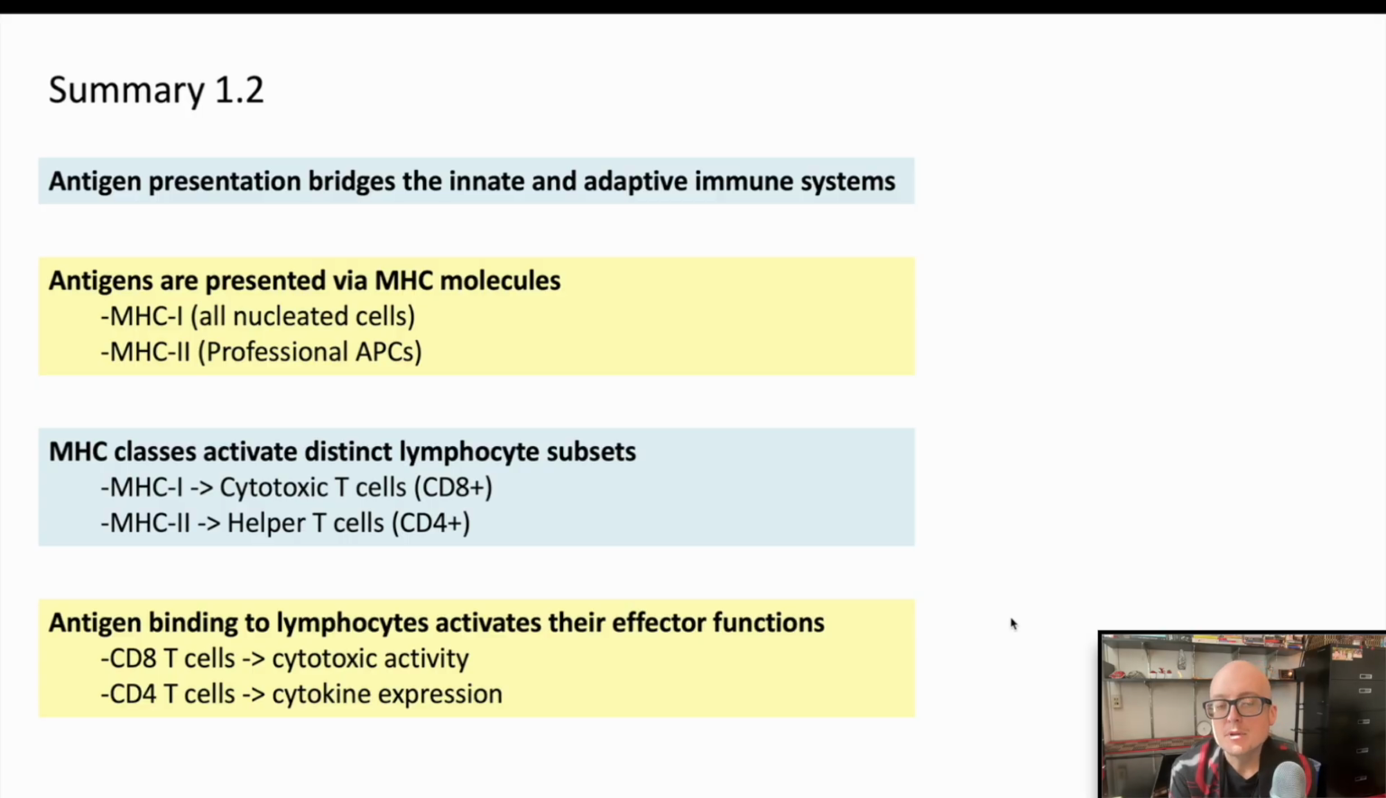Finally, the type of T cell that is activated by antigen is going to determine the effector function that occurs. So CD8 T cells have intrinsic cytotoxic activity. They can directly kill infected cells in their environment. Whereas CD4 T cells, or helper cells, tend to modulate the activity of other immune cells in their environment through the secretion of soluble mediators called cytokines.